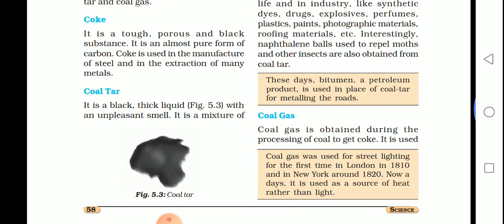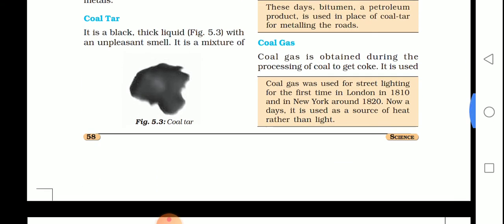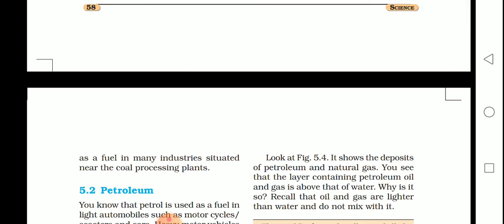Next is coal gas. Coal gas is obtained while coal is converted into coke. During that process, a gas is released. That gas is collected in a separate machine and is known as coal gas. It is used as a fuel in many industries. In coal industries, you will find many other factories situated nearby, so the coal gas formed can easily be supplied to other factories to manufacture various substances.